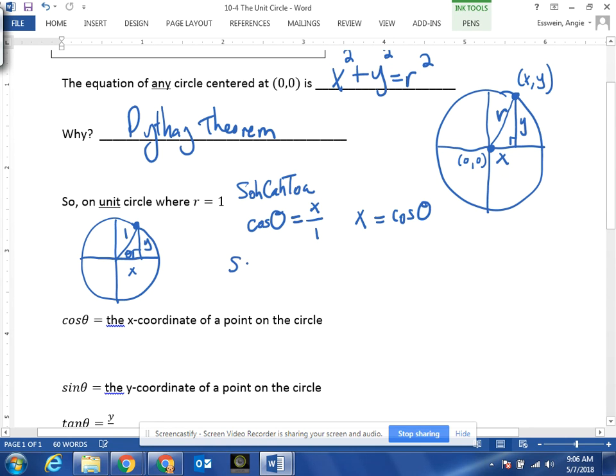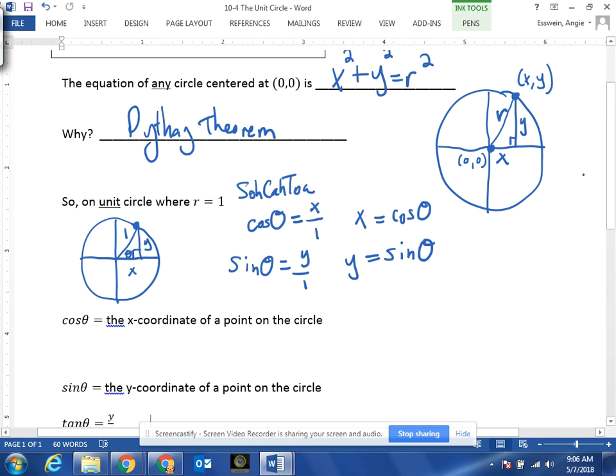And the sine of theta, the sine of this angle of rotation, is, sine is opposite over hypotenuse. So that is? Y over 1. The opposite side is y. Yeah, y over 1. So y is the sine of the angle. So cosine of theta equals x over 1. Sine of theta equals y over 1. And then you don't need the dividing by 1.